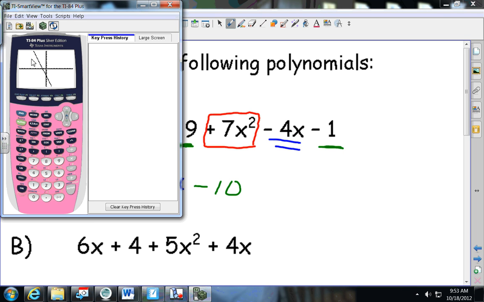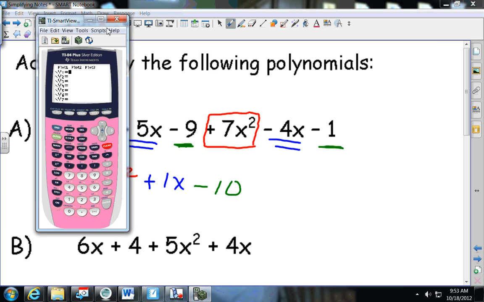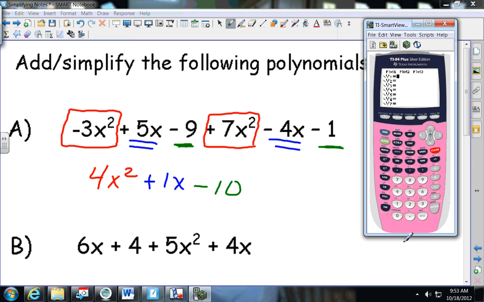And what you can do is go into y equals. You put the original problem into y1. So we'll put in there negative 3x squared plus 5x minus 9 plus 7x squared minus 4x minus 1. You put all that into y1.